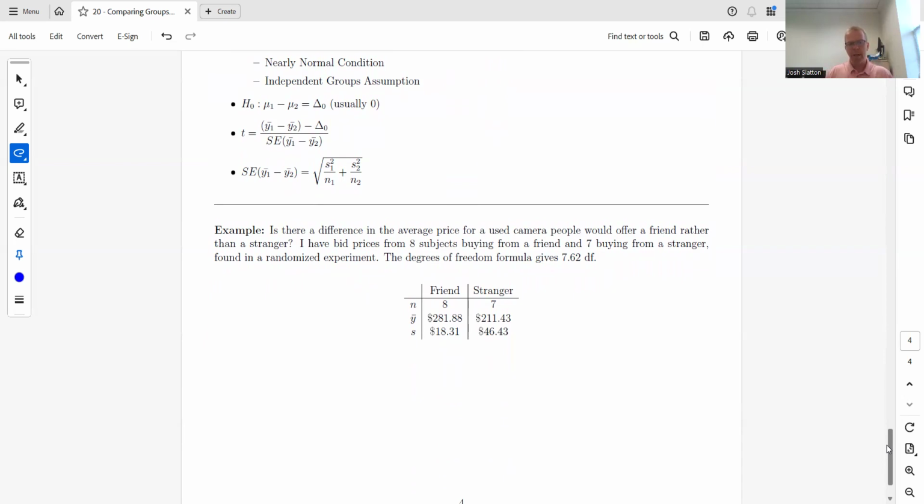So we have this example. Is there a difference in the average price for a used camera people would offer a friend rather than a stranger? So we have 8 subjects buying from a friend, 7 buying from a stranger.